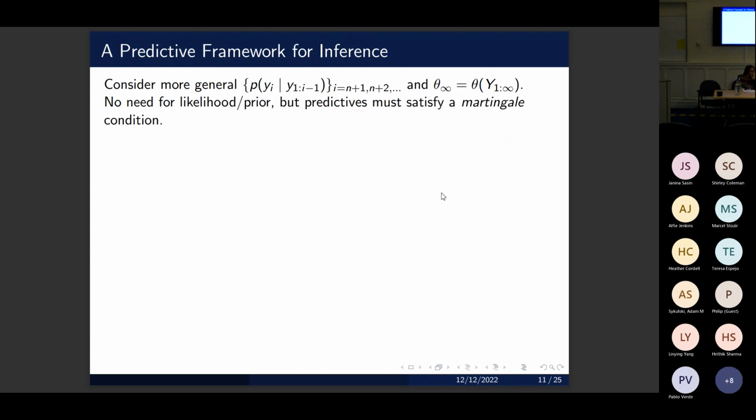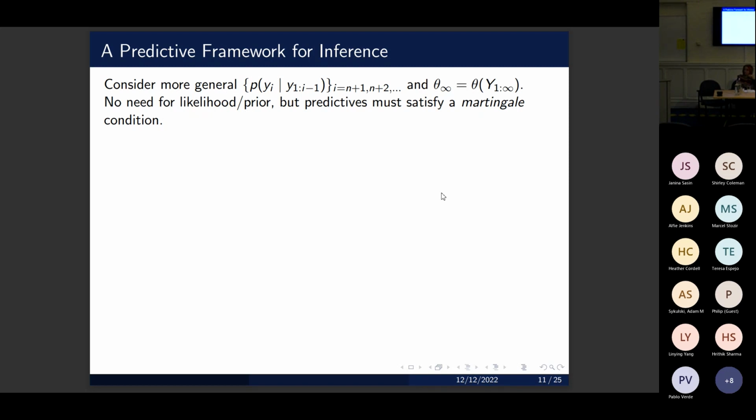And so now we're going to generalize. We're going to break free from the traditional likelihood and prior framework. We're actually going to consider a more general sequence of one step ahead predictive densities and a more general parameter of interest. So in this case, we're essentially replacing likelihood and prior specification with the specification of the sequence of one step ahead predictive densities from time n+1 onwards.